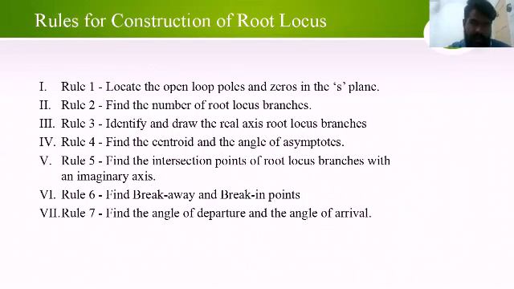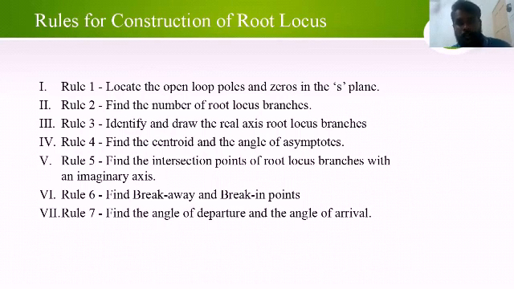There are 7 rules for our root locus construction. For rule number 1, we locate the open loop poles and zeros in the S plane. For rule number 2, we find the root locus branches. For rule number 3, we identify and draw the real root locus branches along the real symmetrical line.